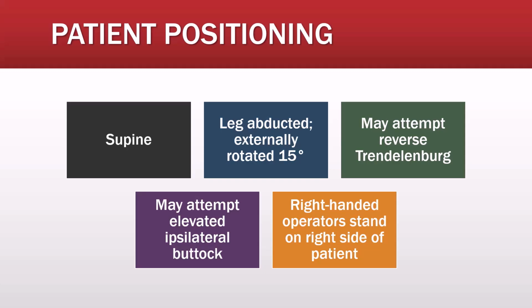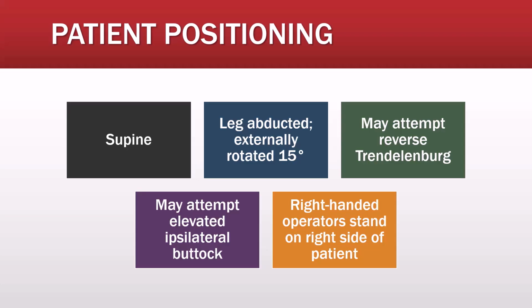Right-handed operators normally stand at the right side of the patient. Obviously, a right femoral site would be optimal for a right-handed provider. In cases of left femoral cannulation, the right-handed operator can reach over the patient, maintaining sterility. Some may prefer to move to the left side of the patient if they can maintain their dexterity.